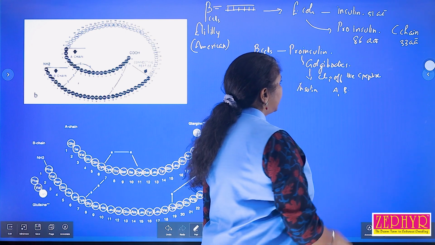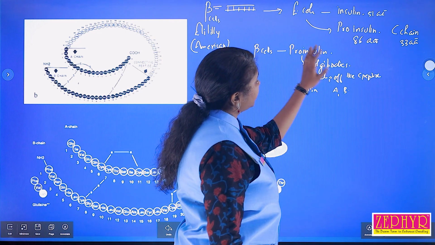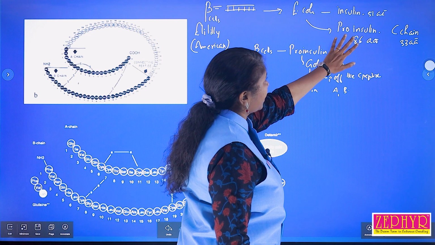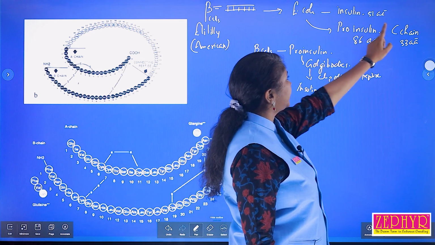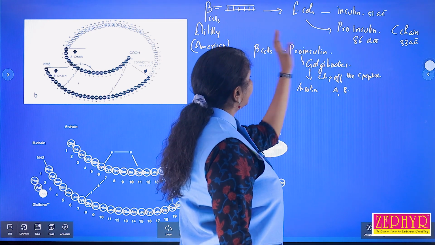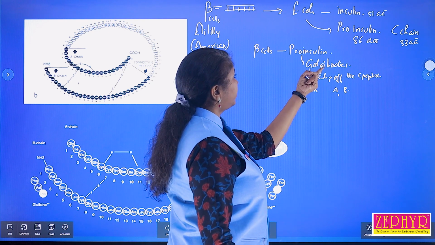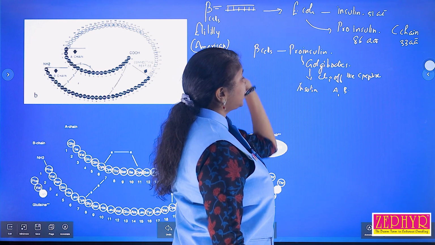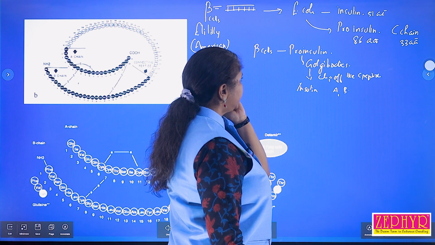So I've got a proinsulin, which is 86 amino acids, with an extra C chain in there, and I cannot process this because I don't have a Golgi body. Who doesn't have a Golgi body? The E. coli. They don't have a Golgi body. So the question is, how do I do this?